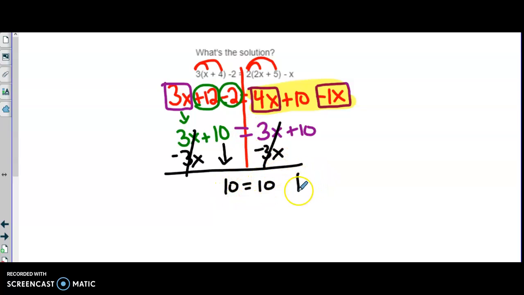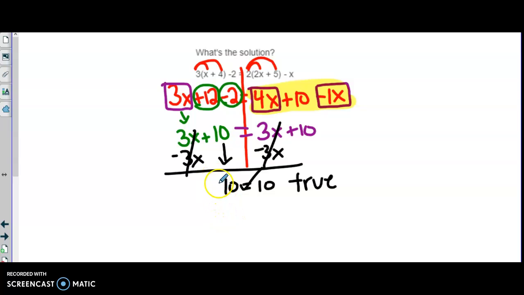That is a true statement. 10 does equal 10. So that means we could plug in any number for x. We could plug in a 5 and it would work. A negative 2 would be a solution. 1 million would be a solution. Every single number you plug in for x would be a solution.